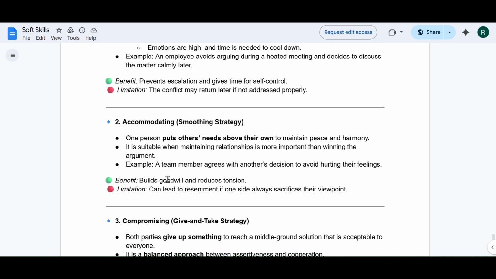What is next? The accommodating or smoothing strategy. Here there is a conflict between two persons, and one person should understand the other person, so person X should come to the page of person Y. This works when maintaining the relationship is more important than winning an argument. One person should compromise and accept the other person's decision, which is the smoothing or accommodating strategy.